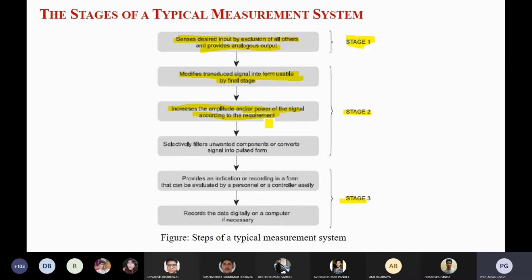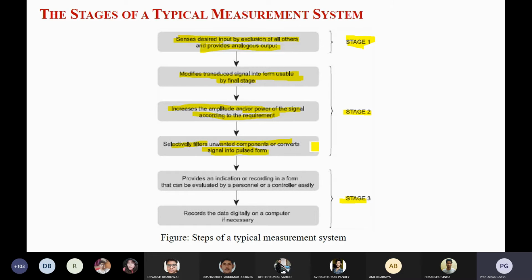Selectivity filters unwanted components and converts the signal into pulse form. So unwanted things should be rectified, meaning they will be eliminated from the system. So this is for stage 2. Three steps are there in stage 2. Then you can come to the final stage.